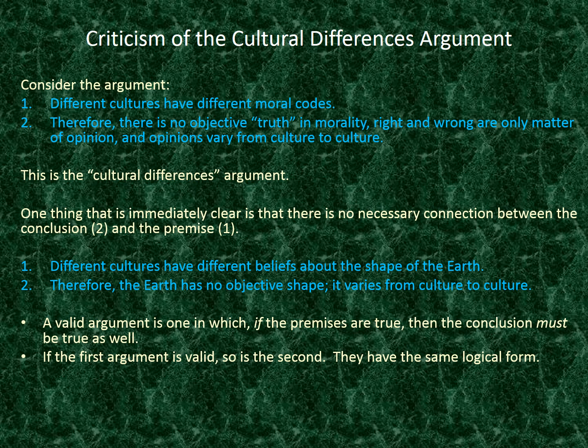Now, look at these arguments. The premises are true in both of these arguments. Cultures have different cultural views about moral codes and about the shape of the earth. So, if the first argument is valid, the second must be valid as well. But a valid argument is one in which, if the premises are true, the conclusion must be true. This means that if the first argument is valid, and if the second argument is of the same form, and if the second argument has true premises, then the conclusion of the second argument must be true.